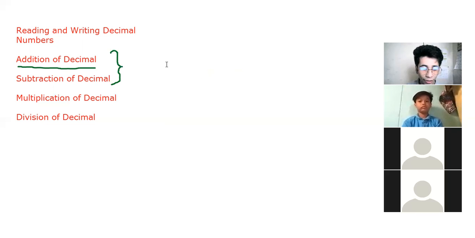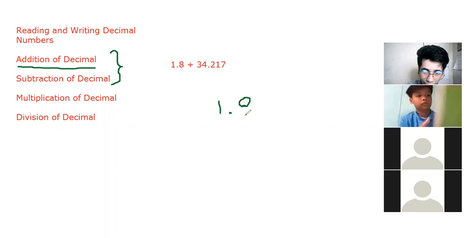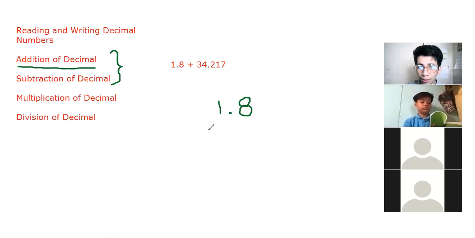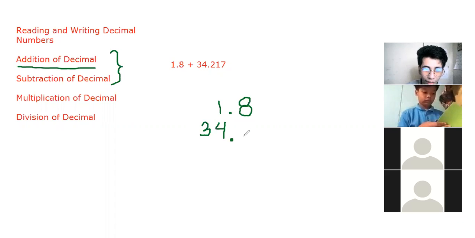Yes. So, another example, for example, we have here 1.8 plus 34.217. Or 1 and 8 tenths, then 34 and 217 thousandths. So, isulat natin si 1.8. Then, sunod natin susulat is si 34.217. So, dapat ang decimal magkatapat pa rin sila.